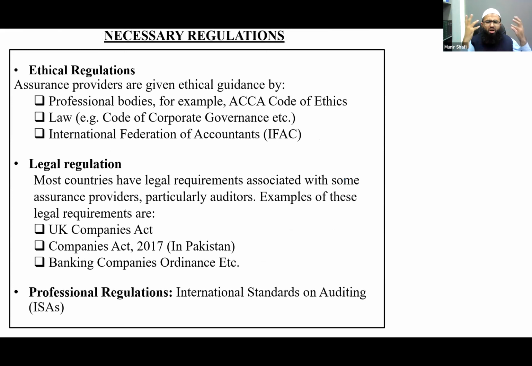Necessary regulations. So what are the actual regulations which are applicable to the auditors? Number one, there are ethical regulations which are applicable to the auditors. Assurance providers are given ethical guidance by professional bodies, for example, the ACCA Code of Ethics. Not only the professional bodies, but the law also envisages various laws which need to be complied with. For example, the Code of Corporate Governance. There are ethical guidelines in the Code of Corporate Governance, and it varies from jurisdiction to jurisdiction, because every jurisdiction might have their own specific corporate governance requirements.